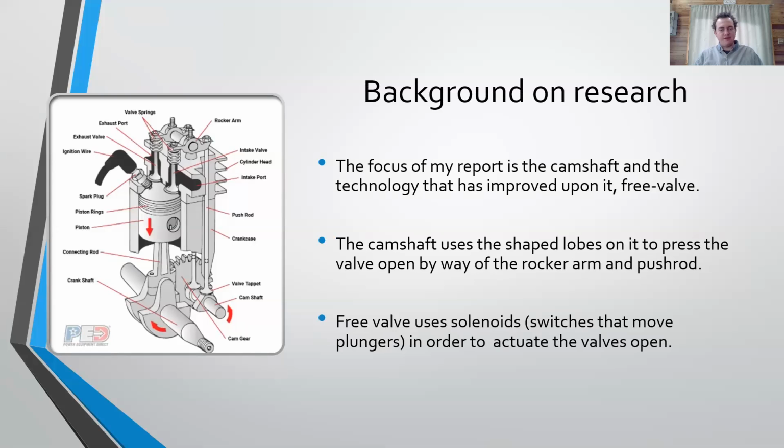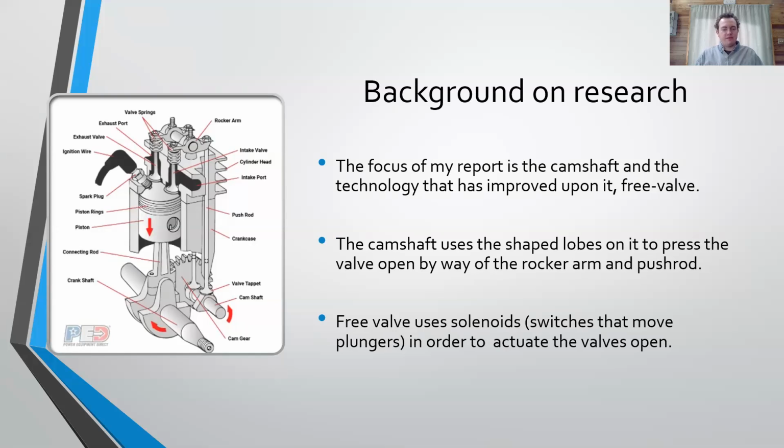This diagram on the left here shows a simplified version of an engine. It has all the moving parts, and it only shows one cylinder. Most cars today either have 4, 6, or 8 cylinders, depending on what car you get. And so the focus of my report is the camshaft and a recently found technology known as free valve.